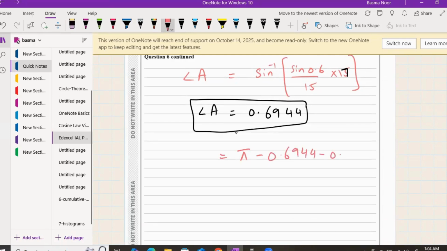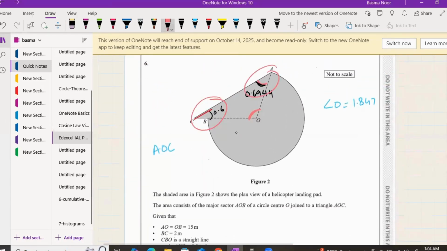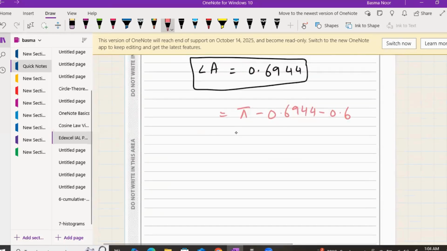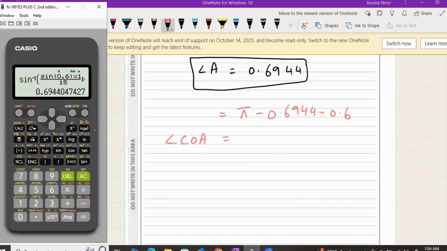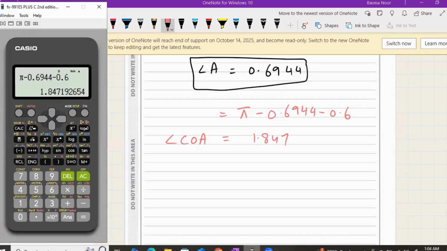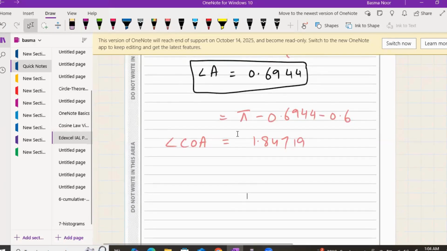So 0.6944 minus 0.6. I will subtract these two angles from pi in order to get the third angle. Now we'll insert it, so this is how you will get angle COA. I'll just do pi minus 0.6944 minus 0.6. Okay, so we got 1.84719. But you have to round it, let's go back to the question.